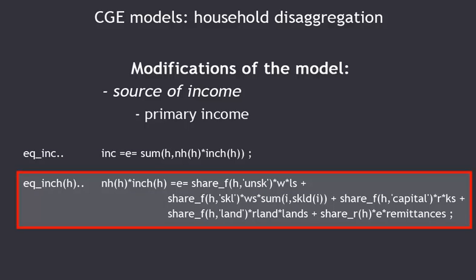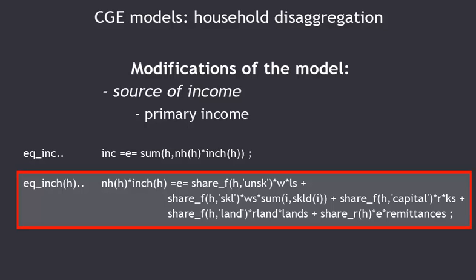Then we have an equation of primary income formation for a household in category H. It is expressed as follows. The number of households in this category times the primary income of a household in this category equals the income of each type of factor times the share that this category of households has in this factor. We also include remittances in the primary income.